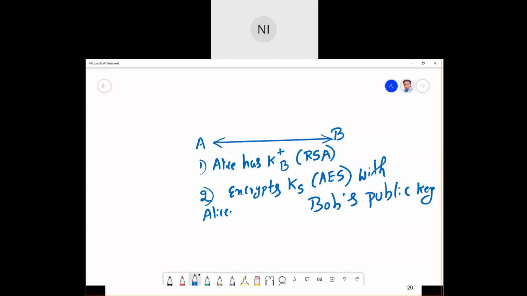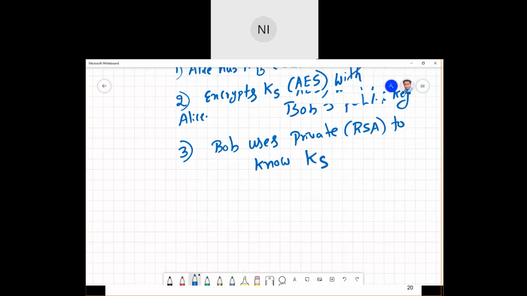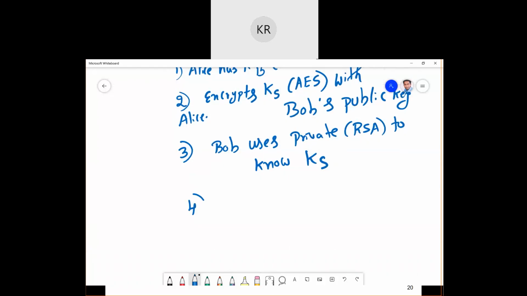So can you tell me what happens next? Can you guess what happens next? What will Bob do now? He will use his private key to decrypt this. Yeah, Bob uses his private key, which is based on RSA, to know the session key.